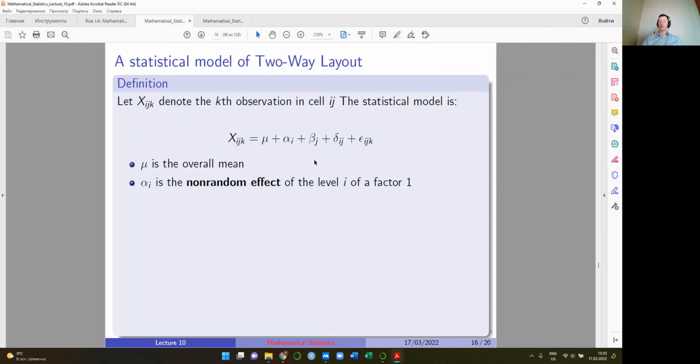Now we introduce the non-random effect of the other factor, beta j. Here, beta j is the non-random effect of the level j of factor 2. So basically, this is the effect of a given maintenance team working on the oil well. And there is also one additional factor. We will discuss this issue in the econometrics course as well.